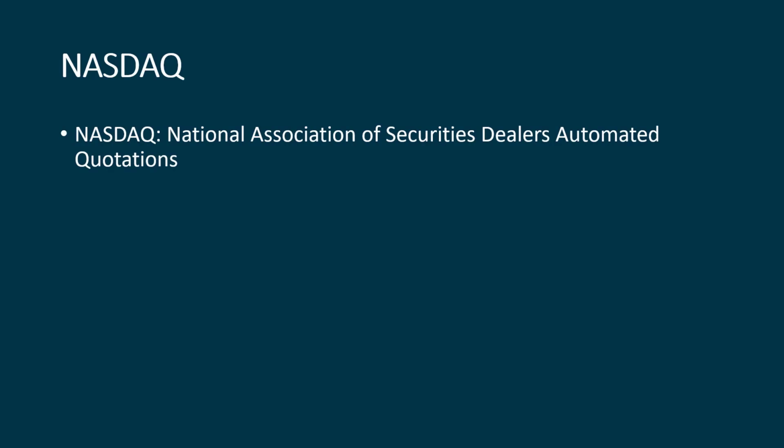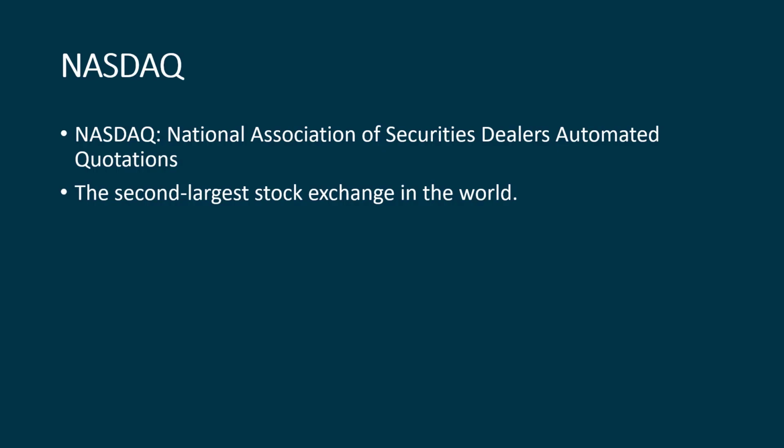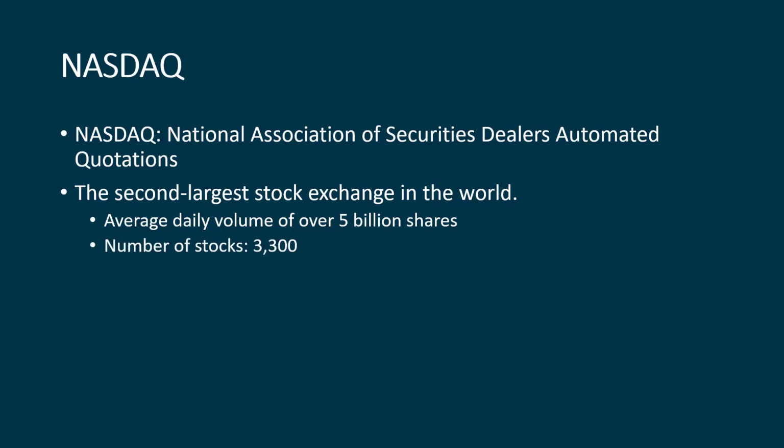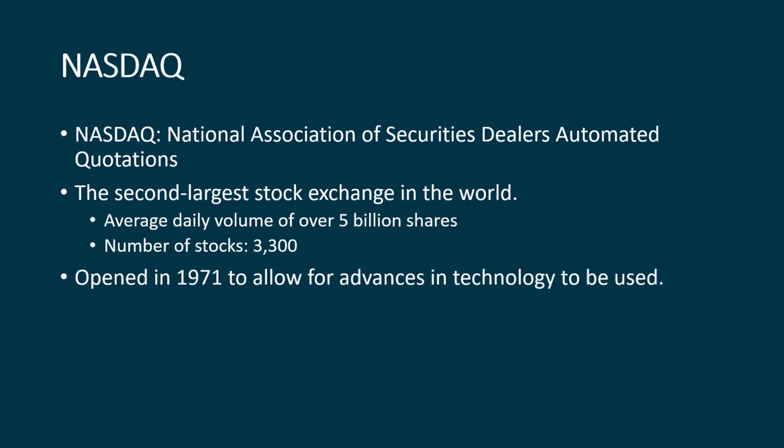There's also another exchange called the NASDAQ. It's the National Association of Securities Dealers Automated Quotations. Who came up with that? We just call it the NASDAQ. It's the second largest stock exchange in the world. Their average daily volume is over 5 billion shares. There are about 3,300 stocks on the NASDAQ. Again, this number fluctuates all the time. It opened in 1971 to allow for advances in technology to be used. And at that time, that meant phone lines. Now it means super fast fiber optic technology going back and forth.